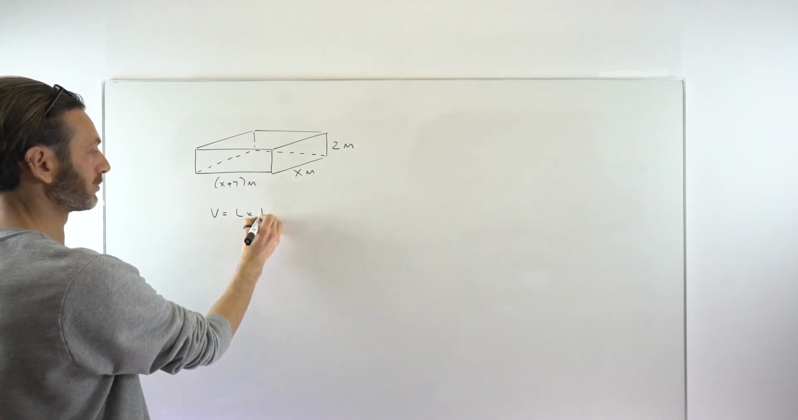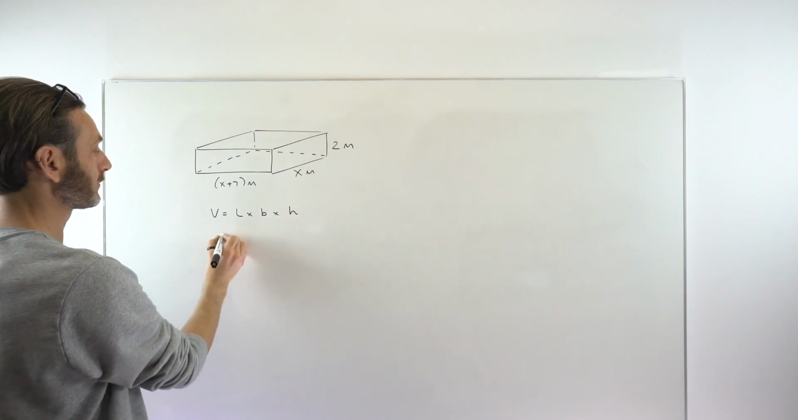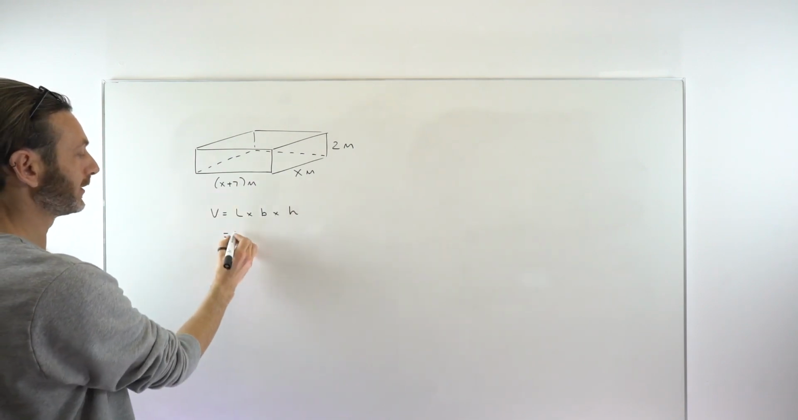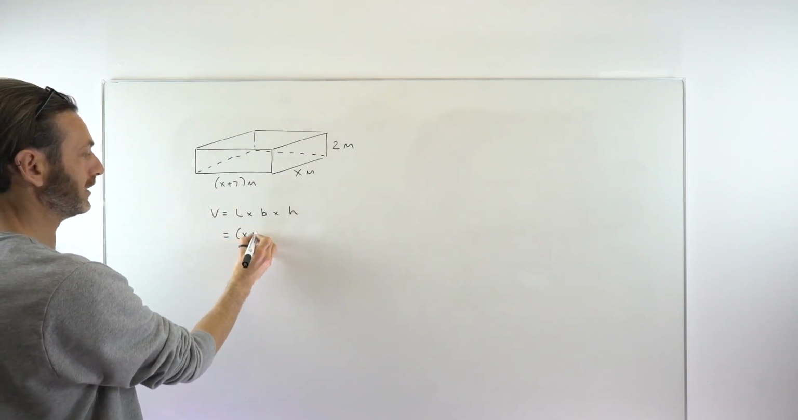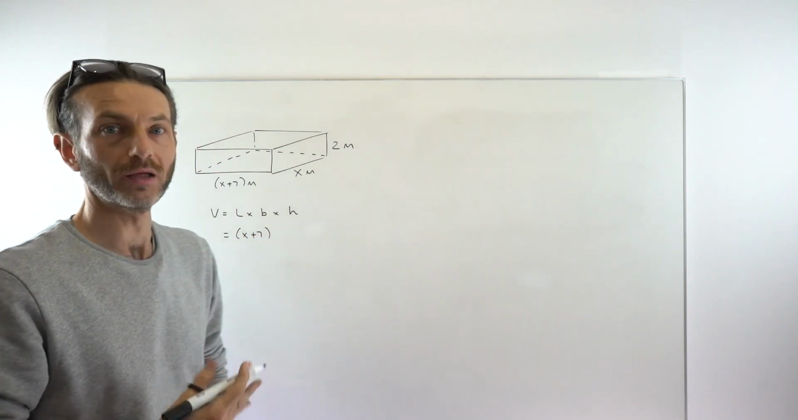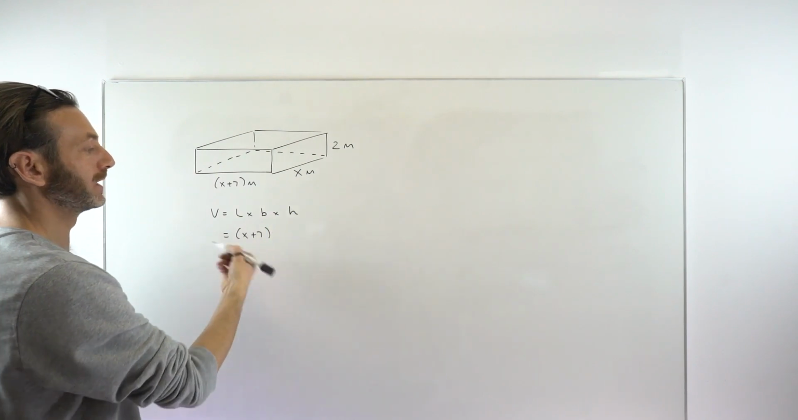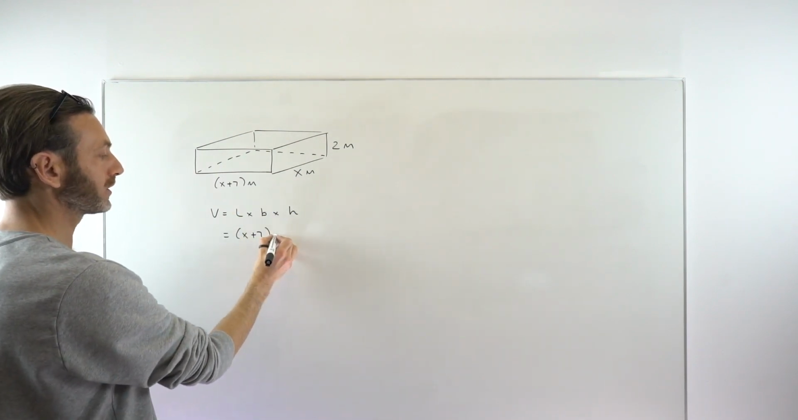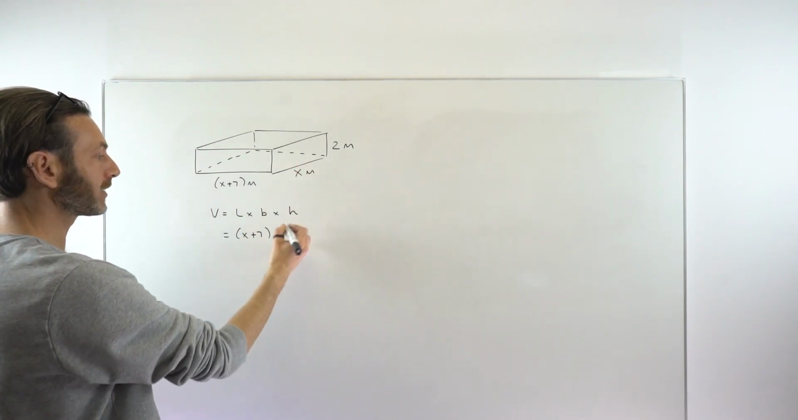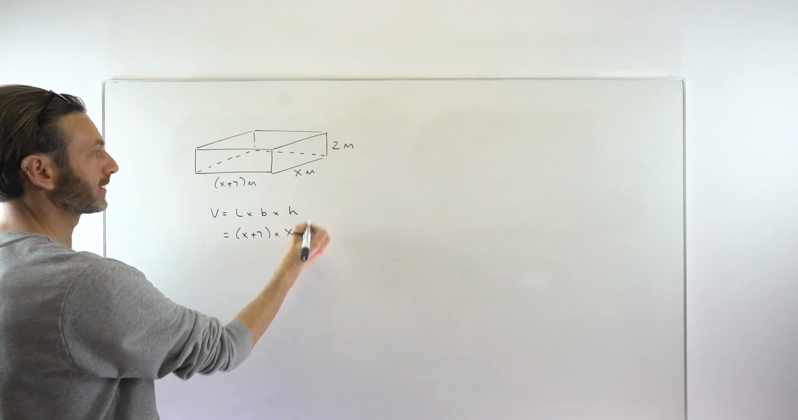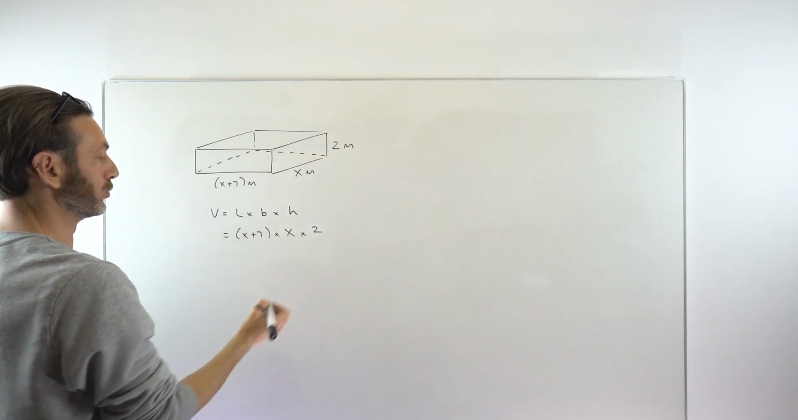So length times breadth times height. And then just filling in what we've actually got for those. So the length here is x plus 7. It always seems a little weird using algebraic terms in a formula like this, because normally these would be numbers. We're more used to numbers, but it works in the same way. The breadth is x, so it's times x for the breadth times the height, which is the numerical value 2.